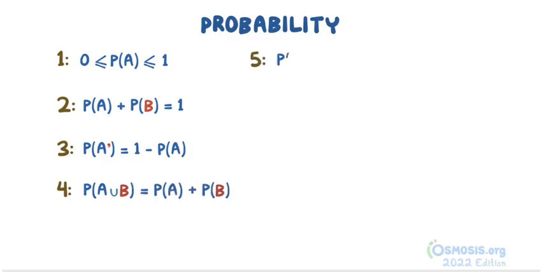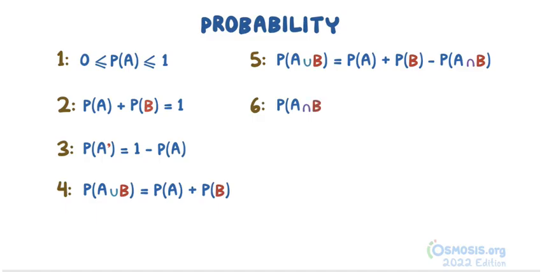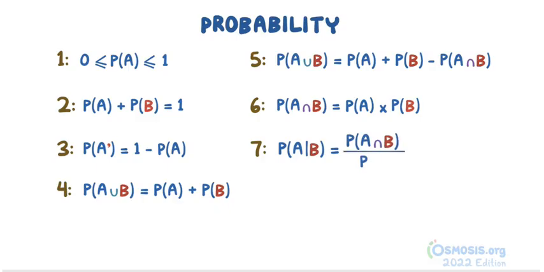The fifth rule says that the probability of 2 not disjoint events is the sum of the probability of event A and the probability of event B minus the probability of event A and B together. The sixth rule says that the probability of 2 independent events equals the probability of the first event times the probability of the second event. The seventh rule says that the probability of event A, given what happened in event B, equals the probability of event A and event B divided by the probability of event B. Finally, the eighth rule says that the probability of 2 dependent events equals the probability of event A times the conditional probability of event B given event A.